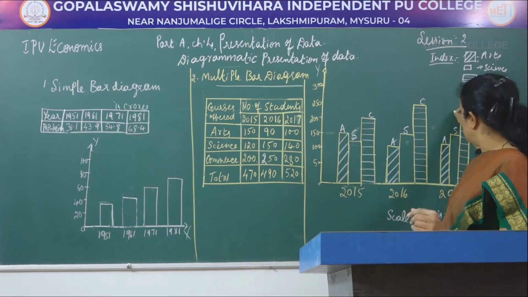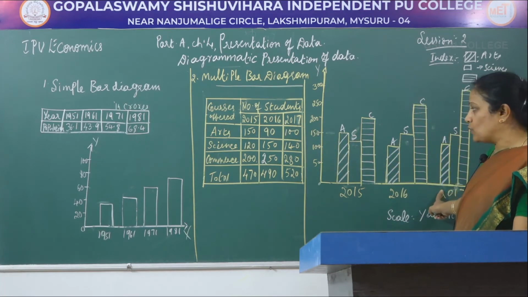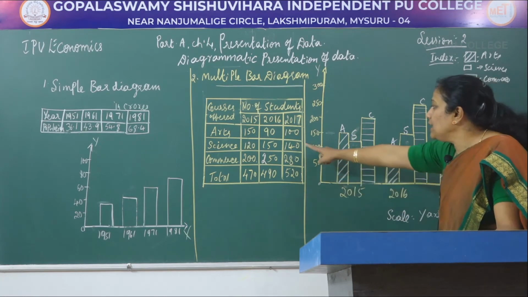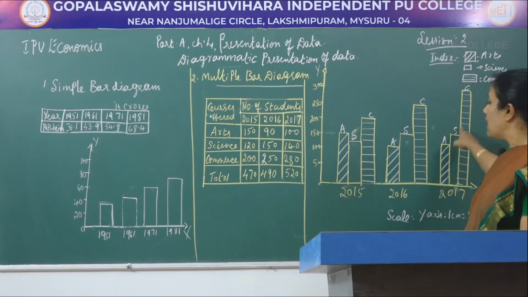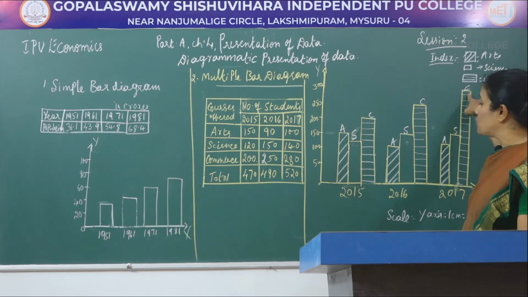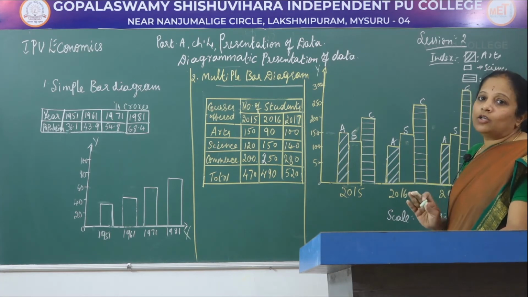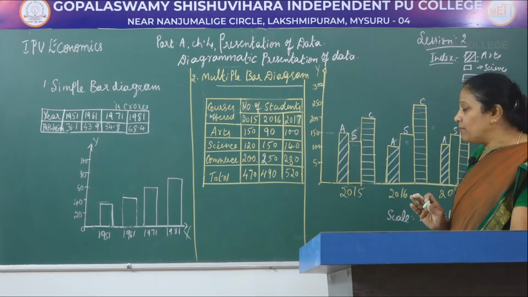The next one is in the year 2017, arts had 100 students and it is marked with the help of a rectangular bar, and in the year of 2017, science had 140 students and commerce had 280 students. So the maximum strength between these 3 years is 280 students, that is in the year of 2017 in commerce.